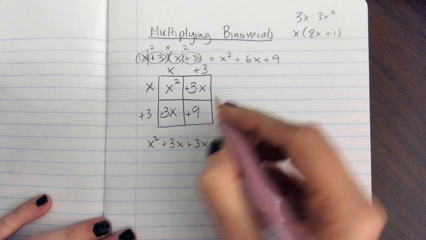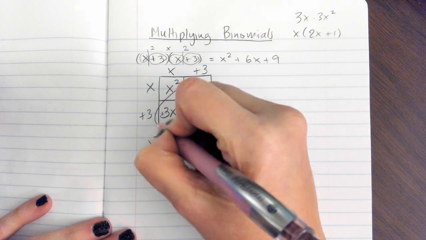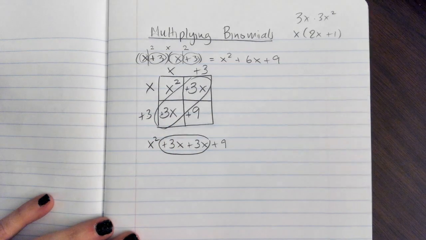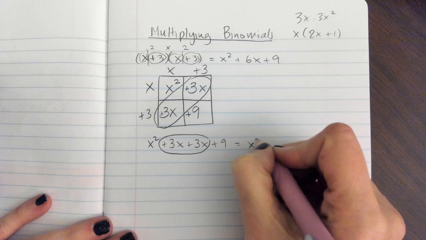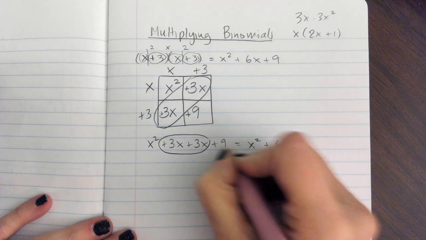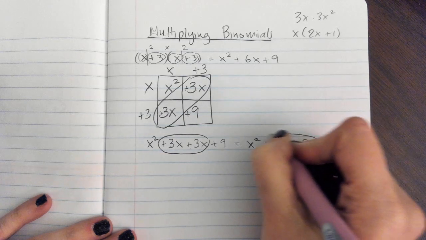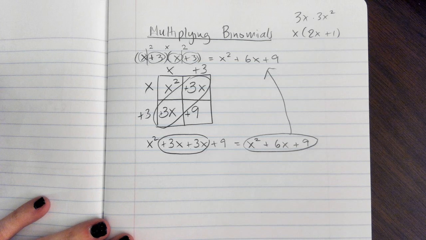Now notice, if I look, I've got like terms right here in the middle. They also are right here in my model. So I'm just going to combine those terms. So I have an x squared and 6 x's and 9, which is the exact same answer as I got right there. Okay?